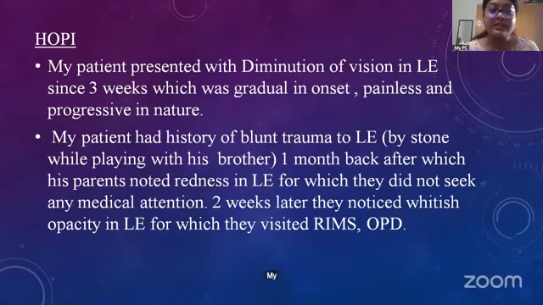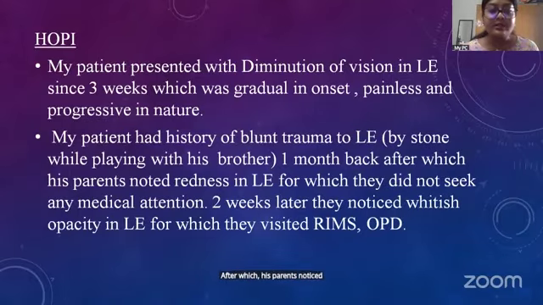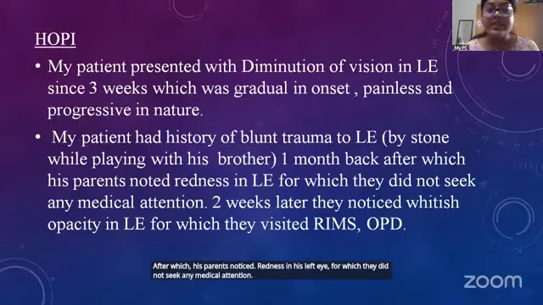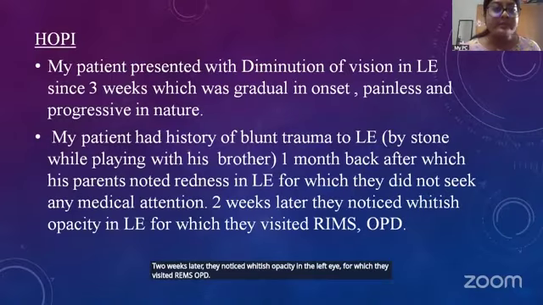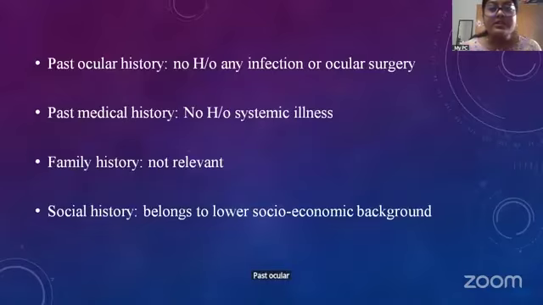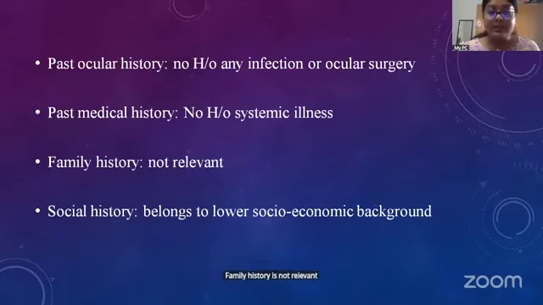My patient had history of blunt trauma to left eye by stone while playing with his brother 1 month back, after which his parents noticed redness in his left eye for which they did not seek any medical attention. 2 weeks later, they noticed whitish opacity in the left eye for which they visited RIMS OPD. Past ocular history: there was no history of any infection or ocular surgery. Past medical history: there was no history of systemic illness. Family history is not relevant, and my patient belonged to a lower socioeconomic background.